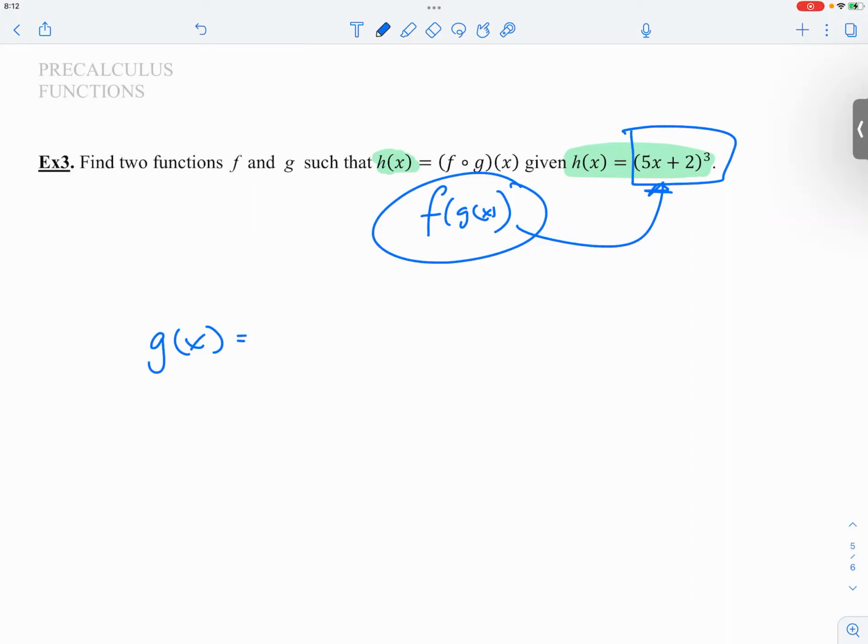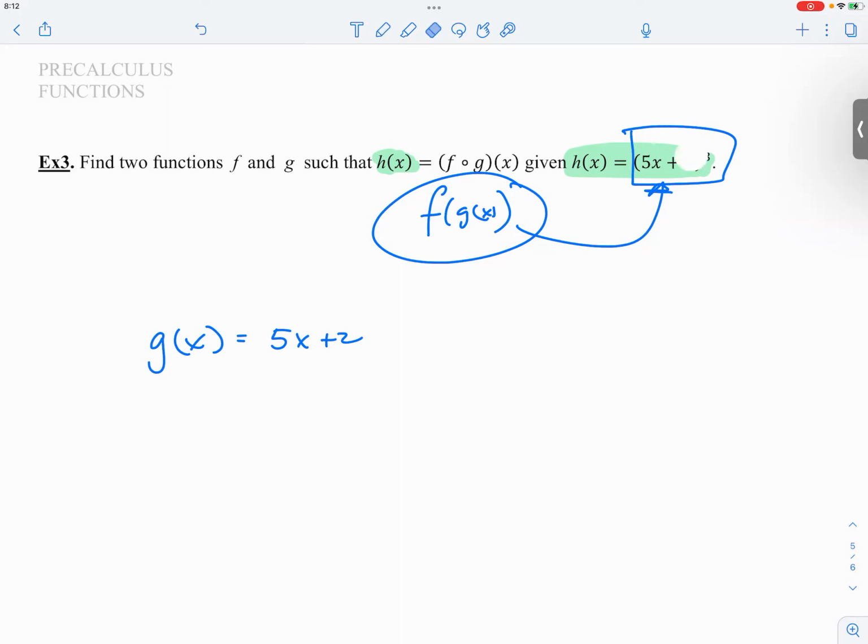Okay, give yourself a chance to guess what that inner function is. All right, so what's the inside function? Anybody? 5x plus 2, yes. That's the inside, okay?